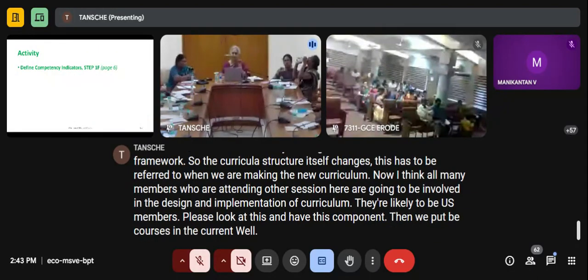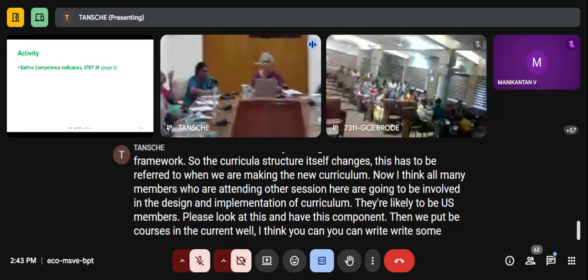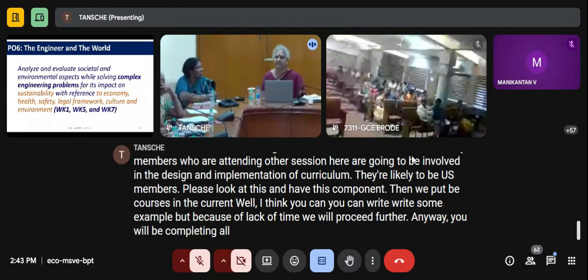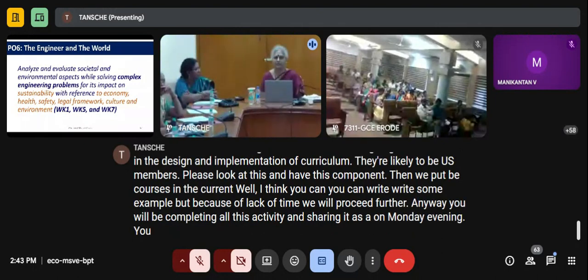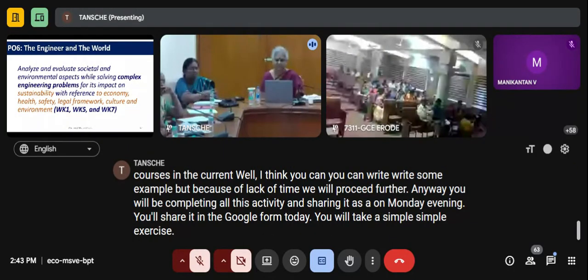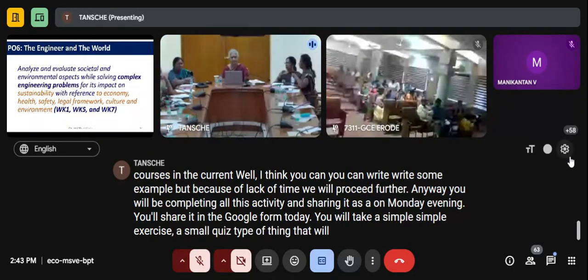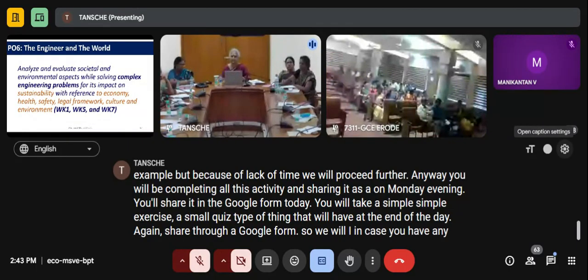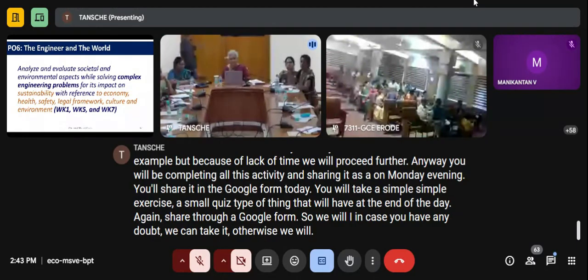I think you can write some example, but because of lack of time, we will proceed further. Anyway, you will be completing all this activity and sharing it on Monday evening. You will share it in the Google form. Today you will take a simple exercise, a small quiz type of thing that we'll have at the end of the day. Again, shared through a Google form. In case we have any doubt, we can take it. Otherwise, we will move ahead.